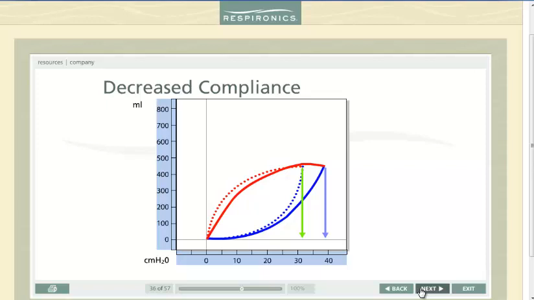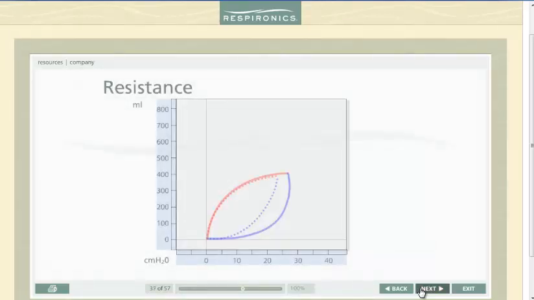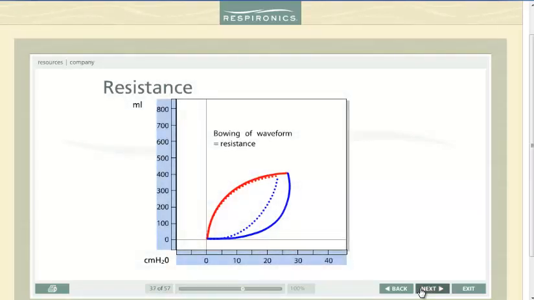In patients with increased compliance, for example emphysema, the loop will shift left toward the vertical axis. The solid blue line on the graph depicts increased airway resistance. This is indicated by the bowing of the loop as the ventilator, in volume control ventilation, applies more pressure to move the same volume.